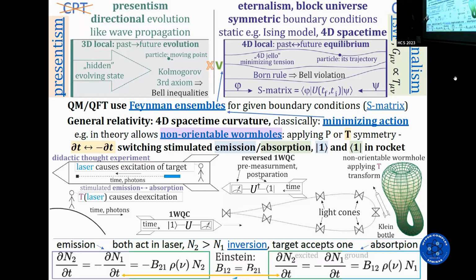There is a nice thought experiment that in general relativity, in theory, a wormhole could be made which is non-orientable. Traveling through such a wormhole could switch the time direction inside a rocket. So a rocket with one quantum computer would get a reversed quantum computer inside. Yes, so there would be post-preparation and pre-measurement from our perspective.